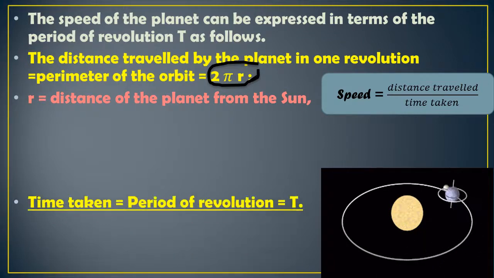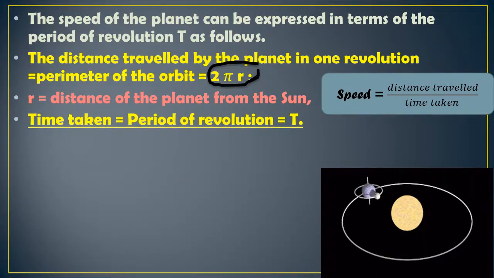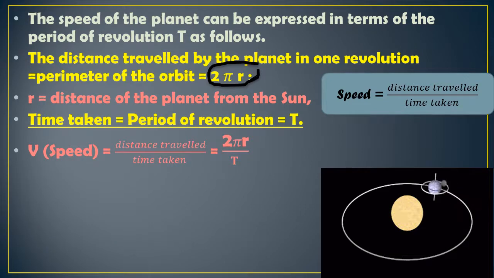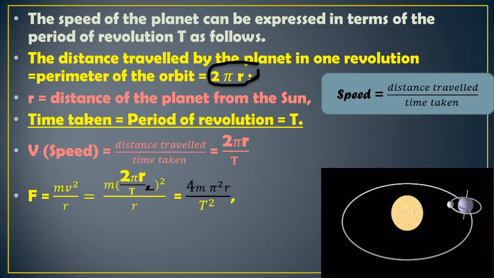So r is the distance. Next, time taken is equal to the period of revolution, which we have considered as capital T. And next is v. Here v will be speed, and the formula for speed is distance of travel upon time taken. Distance traveled is nothing but the perimeter of the orbit, that is 2 pi r, and time taken will be capital T. So v = 2 pi r upon capital T.